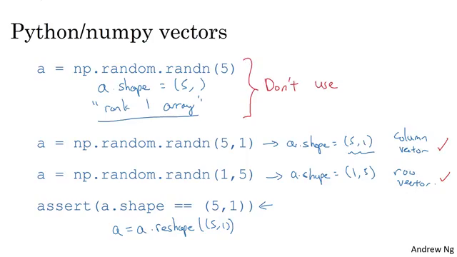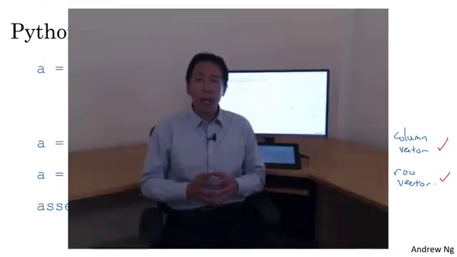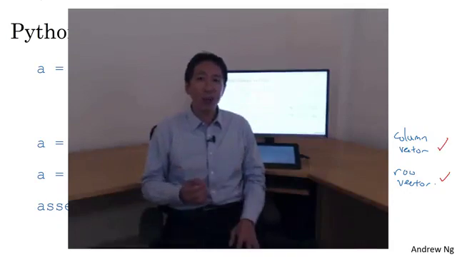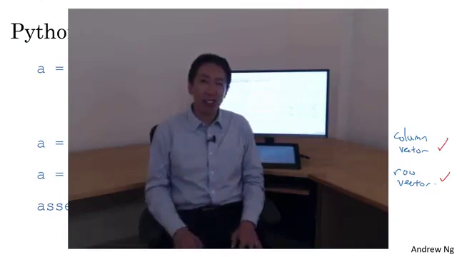Feel free to toss in a lot of assertion statements to double check the dimensions of your matrices and arrays, and also don't be shy about calling the reshape operation to make sure that your matrices or your vectors are the dimension that you need them to be. So I hope that this set of suggestions helps you to eliminate a class of bugs from Python code and makes the programming exercise easier for you to complete.